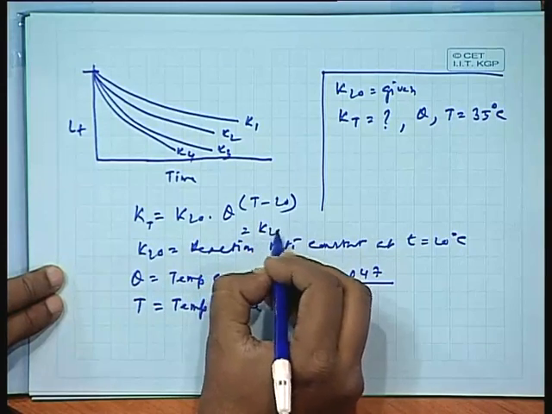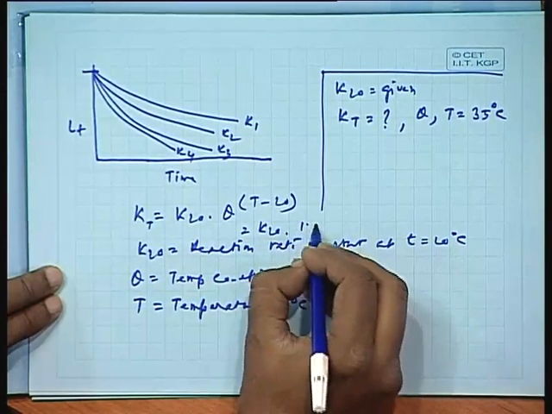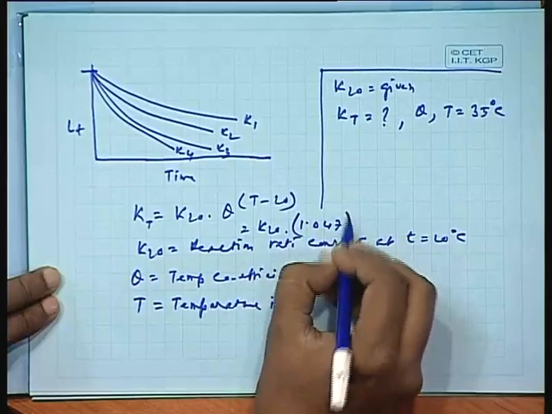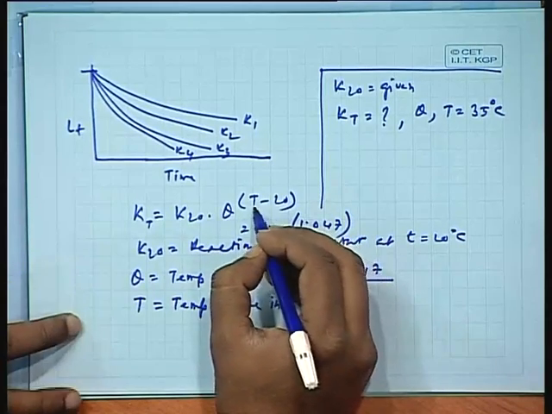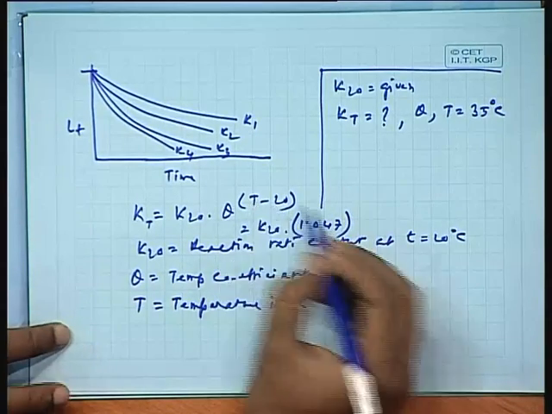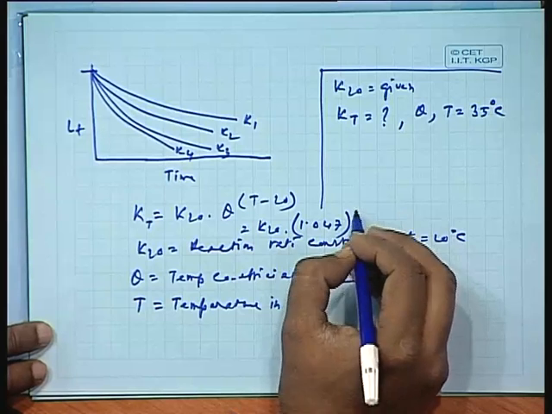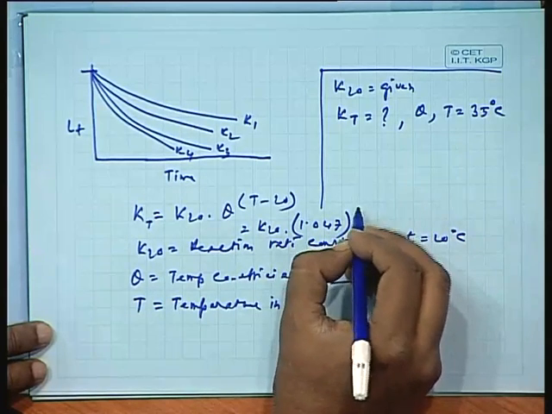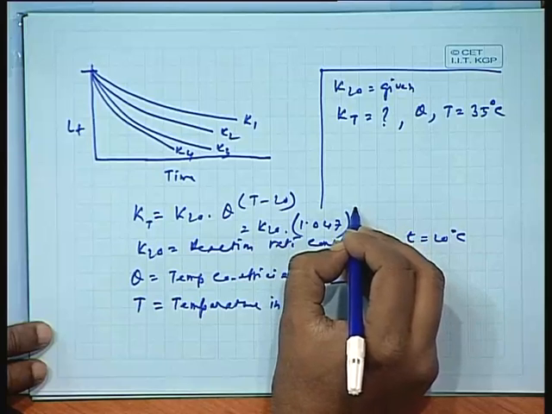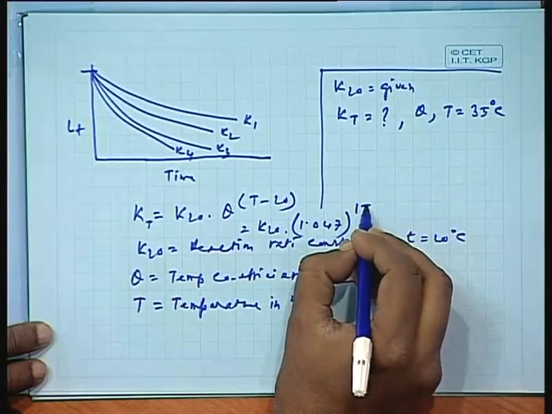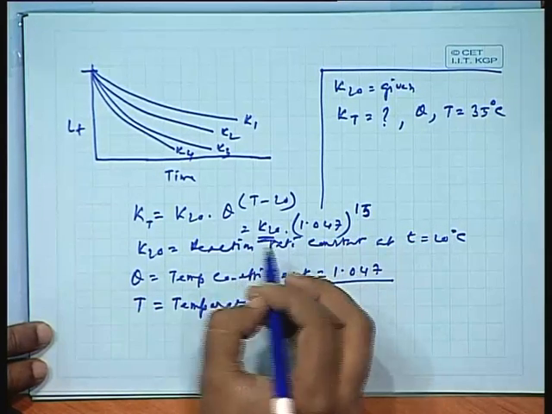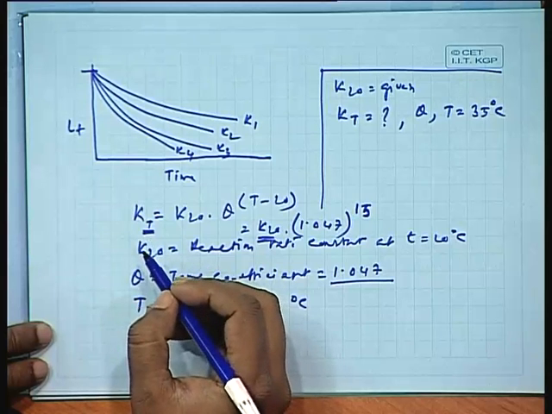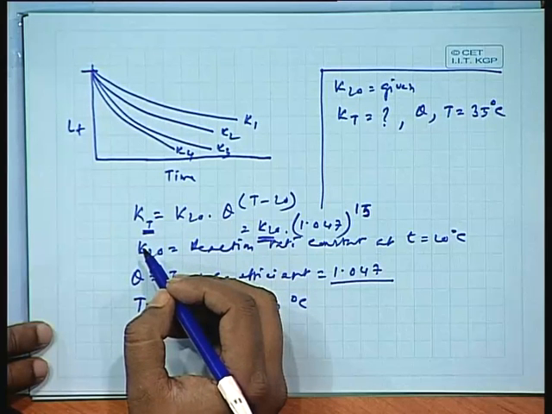you can see now this essentially reduces to 1.047 into a certain value, which is 35 minus 25, so this one is 15. So you can find out that with increasing temperature, the reaction rate coefficient, the reaction rate, also increases.